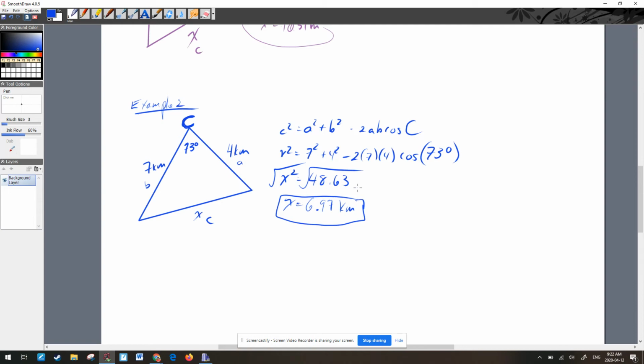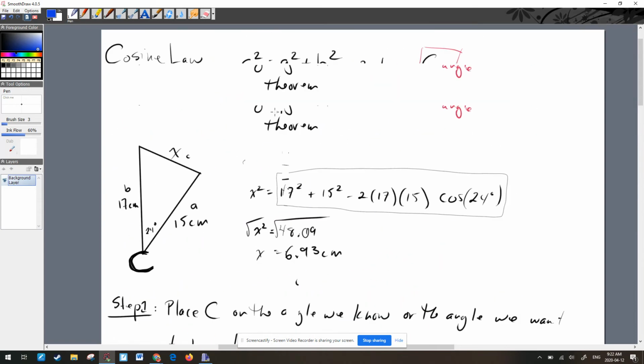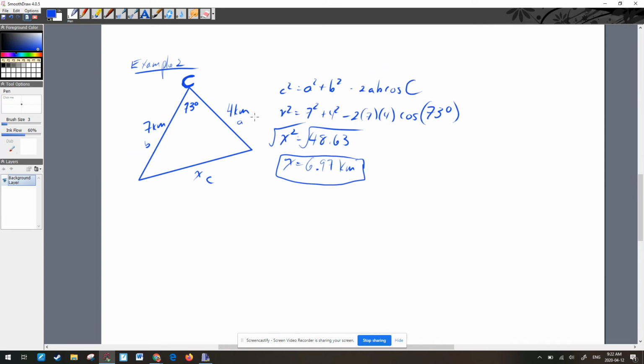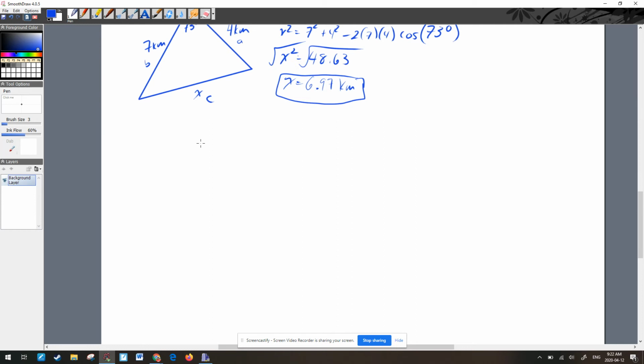Now, so far we've only used cosine law to find an unknown side length, but cosine law can also be used to find an unknown angle. So let's use it to find an angle.